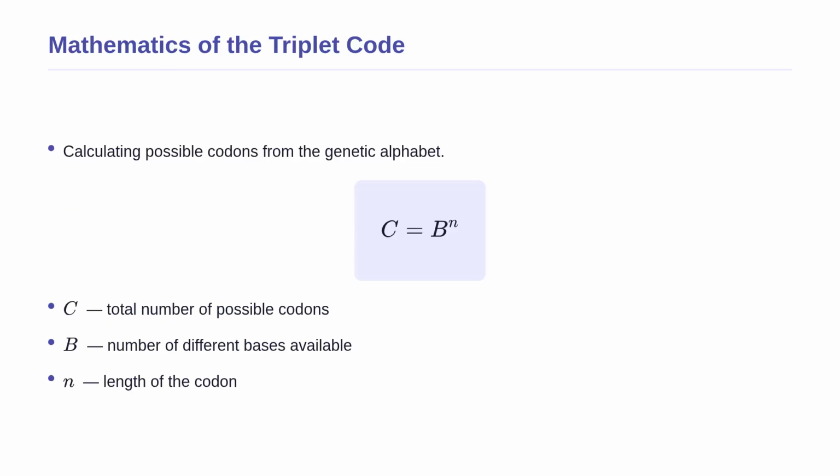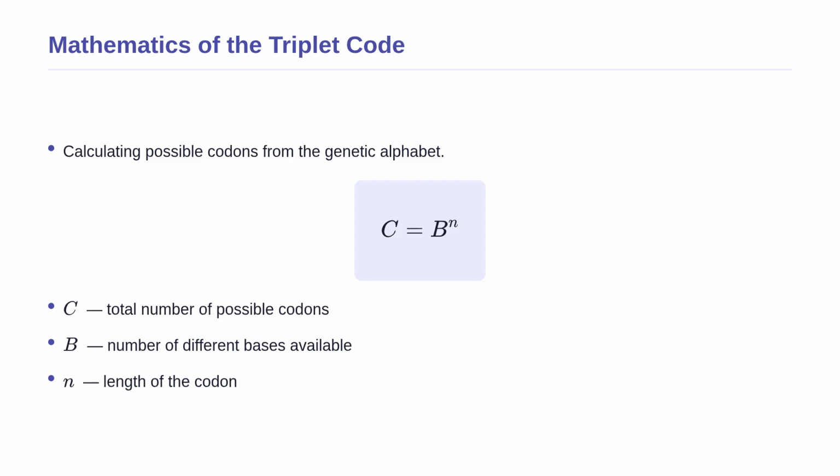This brings us to an important question. Why does the genetic code use exactly 3 letters per word? We can understand this by looking at the simple mathematics of combinations. The formula C equals b to the power of n helps us calculate the number of possible words. Here, C represents the total number of possible codons, or combinations we can make.